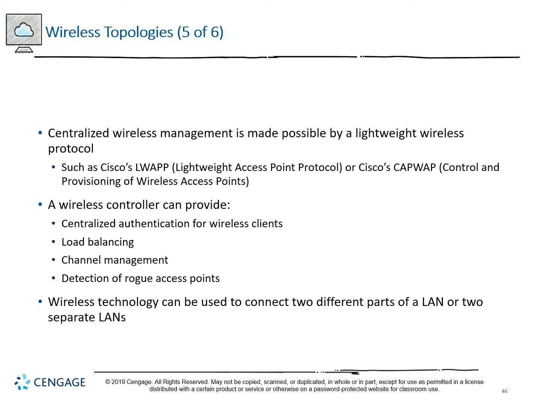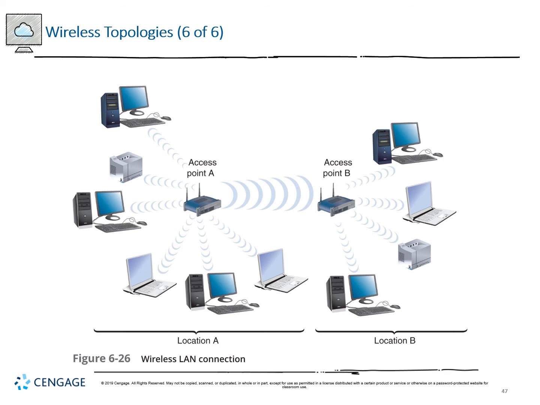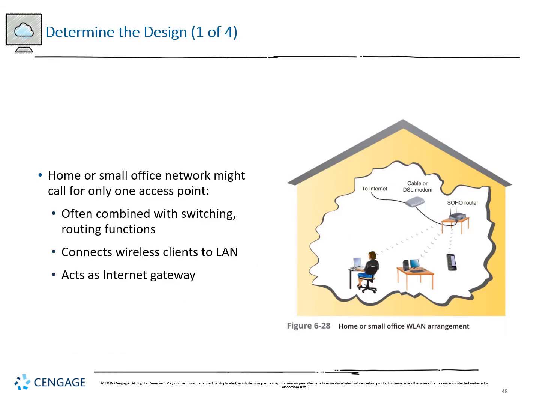A wireless controller can provide centralized authentication for clients using something like RADIUS or TACACS, load balancing, channel management, and detection of rogue access points. Rogue access points are no fun. You don't want to have an access point on your network that you don't actually control. Wireless technology can also be used to bridge two different parts of a LAN or two separate LANs. So here we can see a wireless connection being shared between access point A and B, each of which has their own subnetworks and their locations that they support.